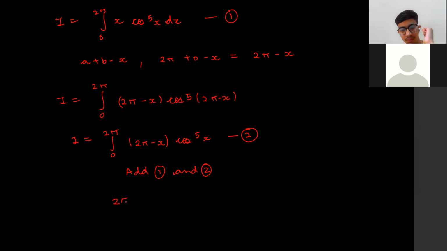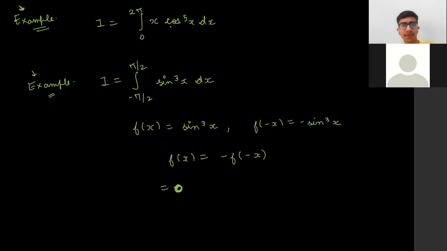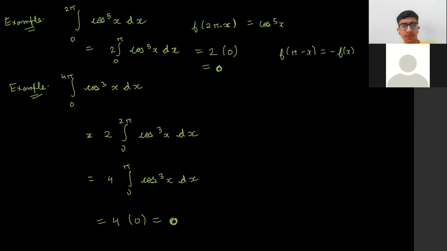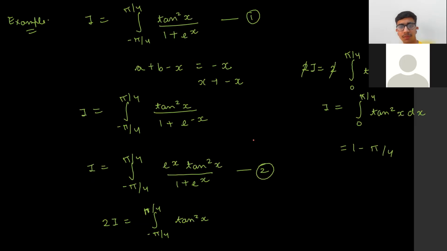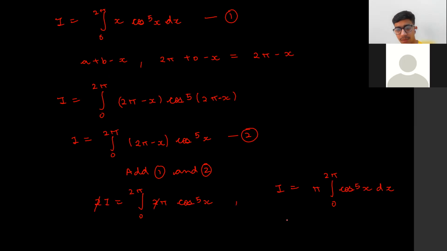It will be 2 pi minus x cos to the power 5x plus x cos to the power 5x. So minus x and plus x get cancelled out, and you get 2I is equal to the integral from 0 to 2 pi of 2 pi cos to the power 5x. This 2 and this 2 cancel out. We have I equal to pi, a constant, comes out of the integral from 0 to 2 pi of cos to the power 5x dx. We know this integral comes out to be 0. So I is equal to pi times 0, which is equal to 0.